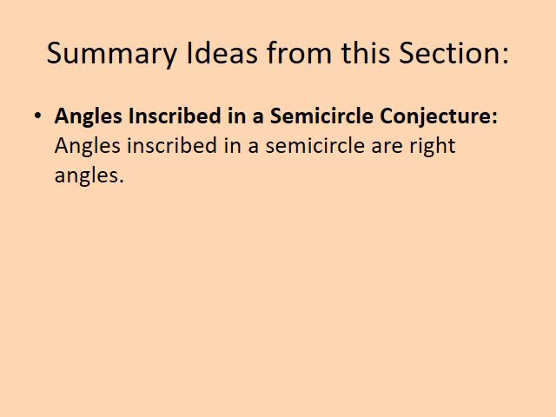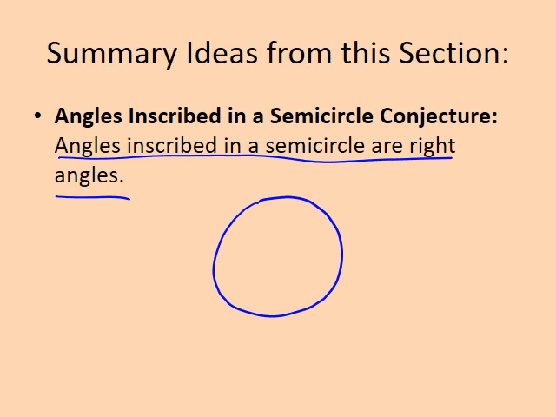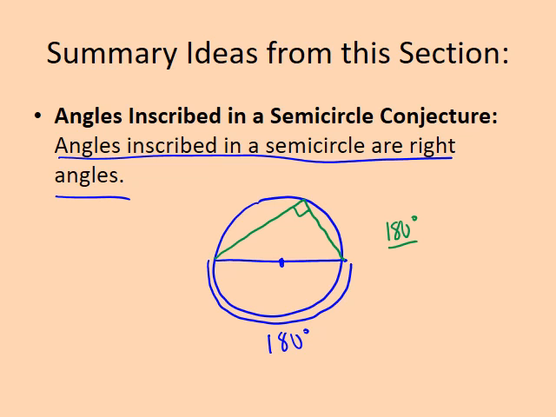The last two conjectures and the exploration that you did on Sketchpad lead very nicely to this one: angles inscribed in a semicircle are right angles. This makes sense because the arc of a semicircle is 180 degrees. So any inscribed angle that contains a semicircle has to be 90 degrees, because 180 degrees divided by 2 is 90 degrees.